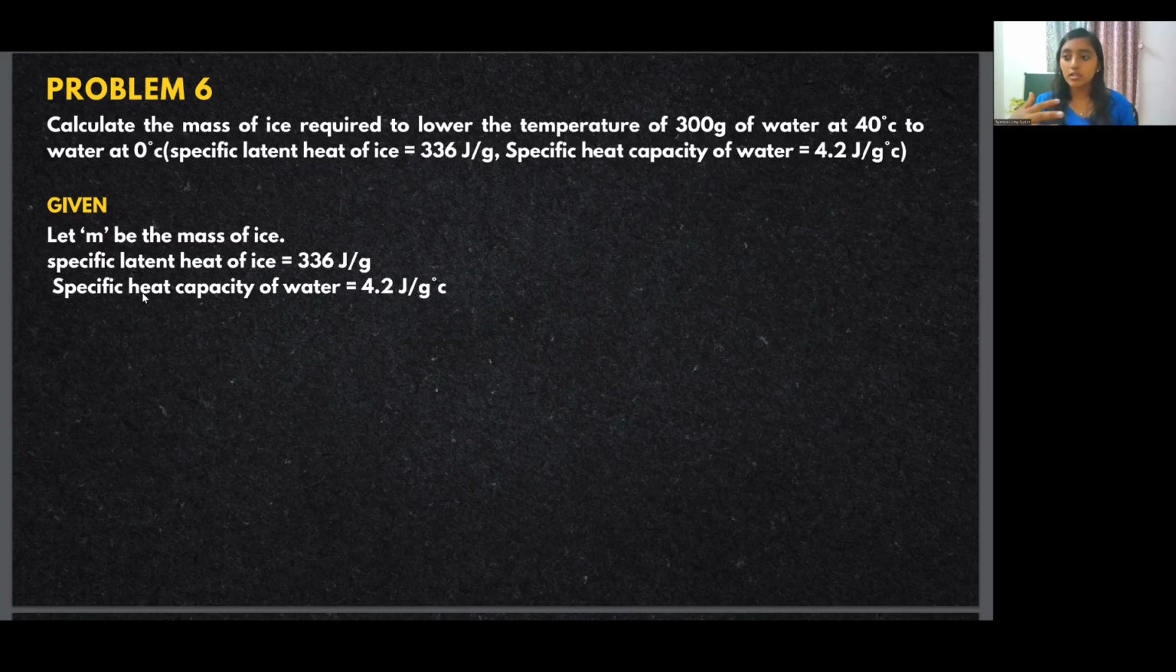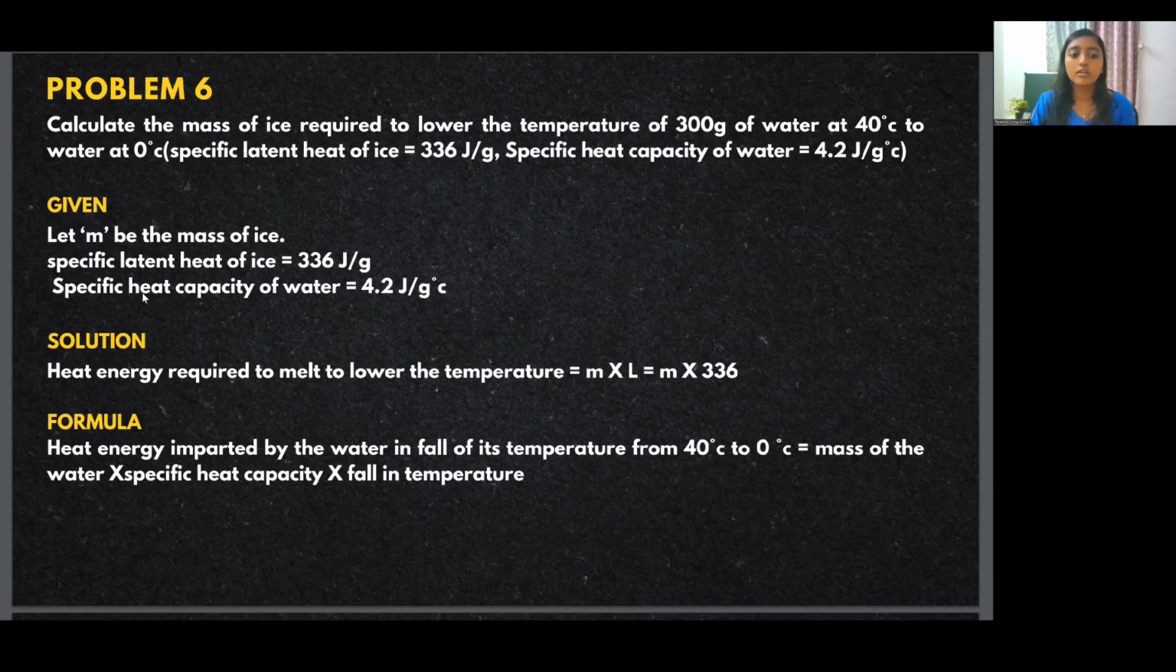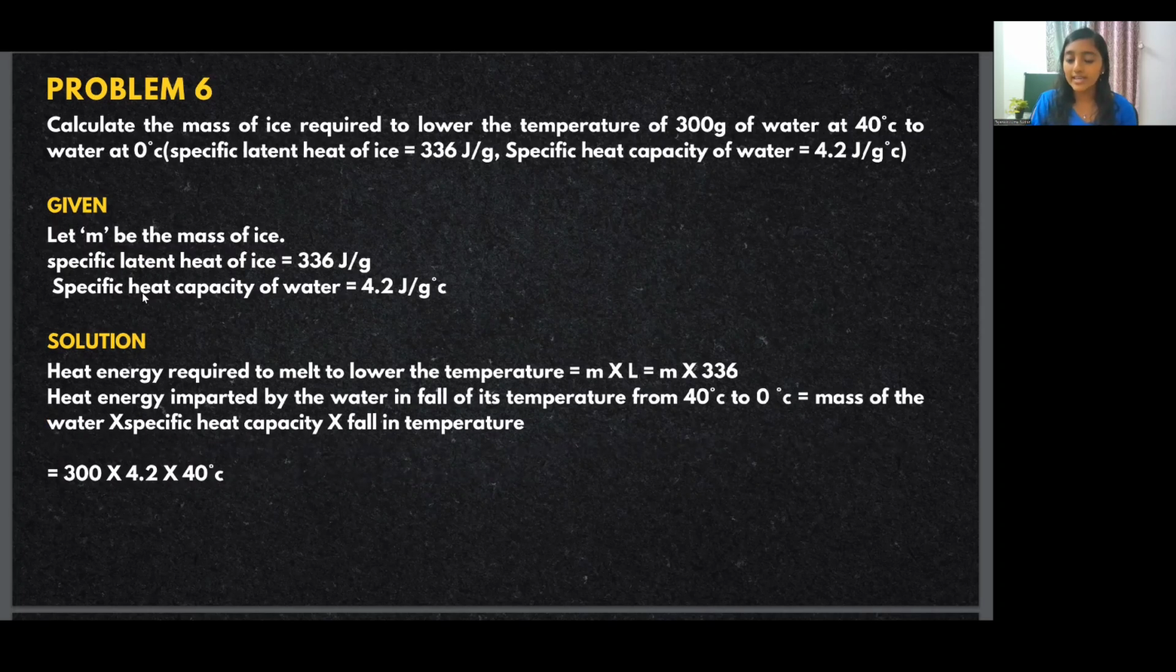So what we know is that heat loss is equal to heat gain. You know all these properties, right? Heat energy required to melt the ice, to lower the temperature, is equal to M into L, right? So ML, Q1 we can say, is equal to M into 336. M is the mass of the ice which we require to find. 336 is the latent heat of ice, right? Heat energy imparted by the water in fall of its temperature from 40 degrees to 0 degrees Celsius is equal to the mass of water into specific heat capacity into fall in temperature. That is ms delta T, right?